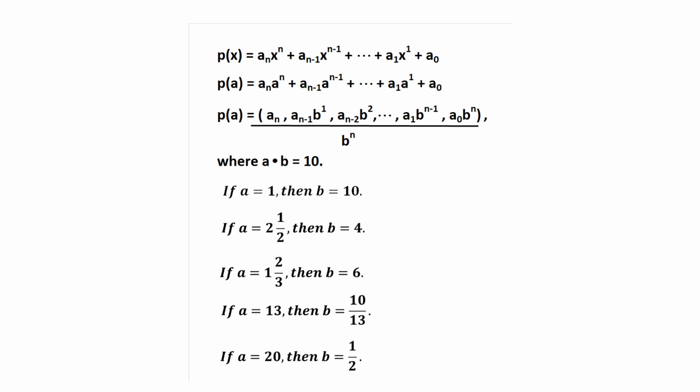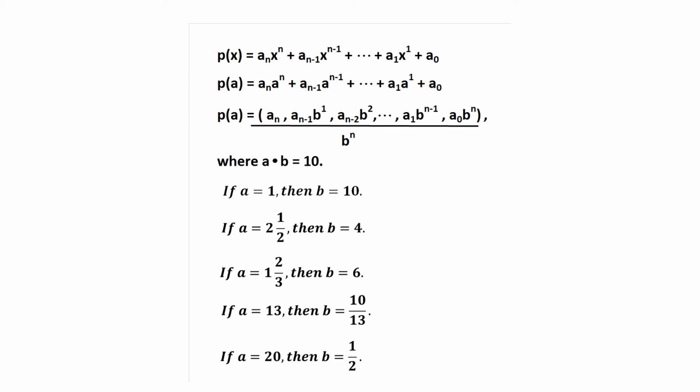P of x is equal to a sub n times x to the n plus a sub n minus 1 times x to the n minus 1, and so forth, all the way down to a sub 1 times x to the first plus a sub 0. And what we want to do for certain values of a is find P of A, and we have three methods. You plug in a and do it directly, or you can form a tuple and determine P of A, or you could use the remainder theorem.